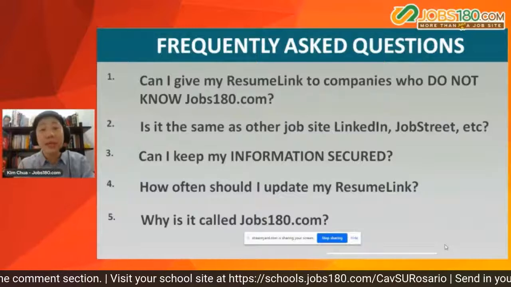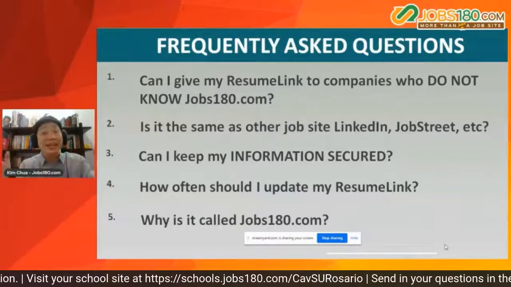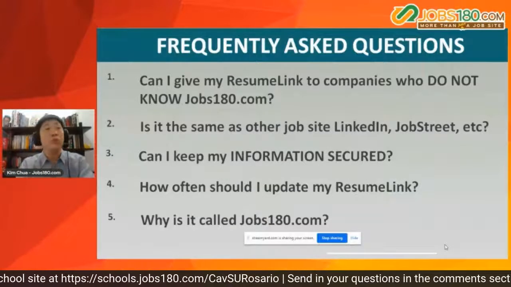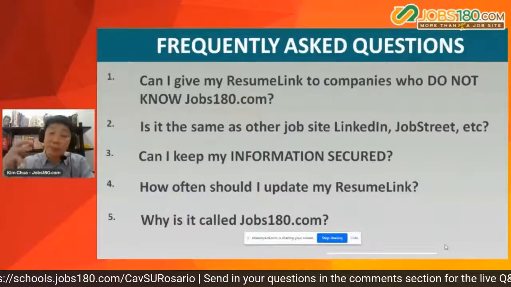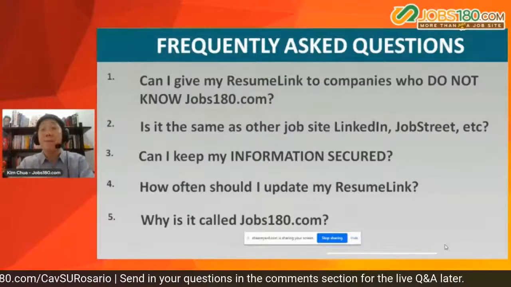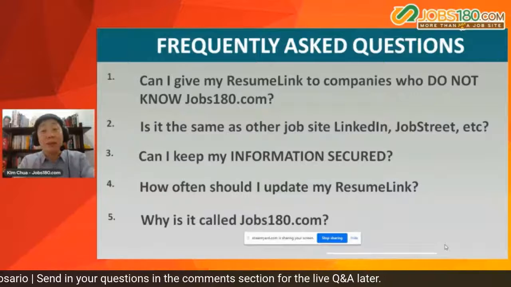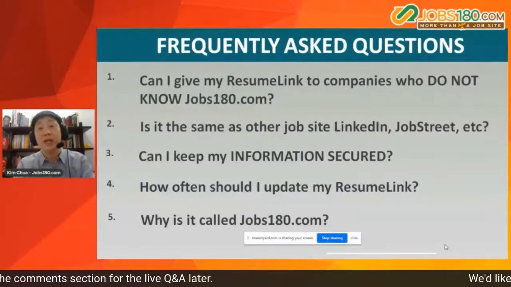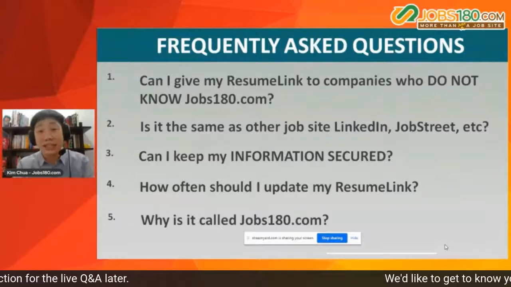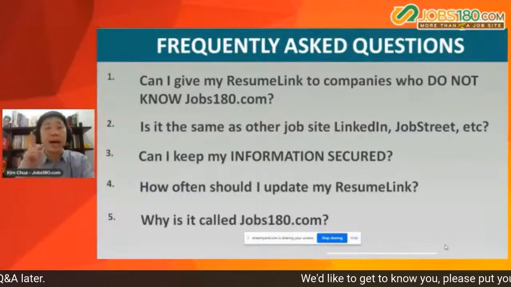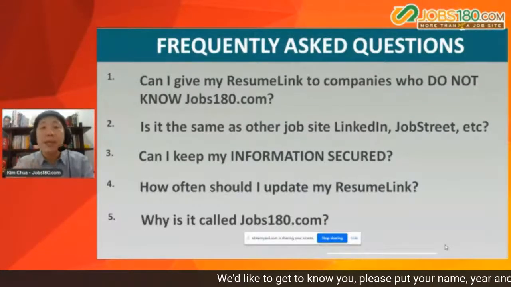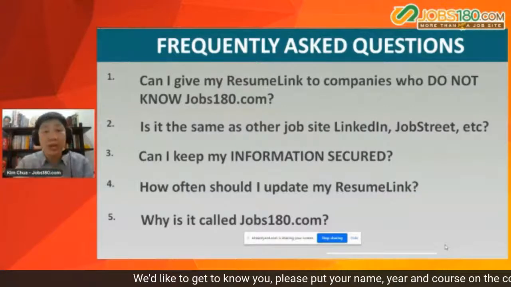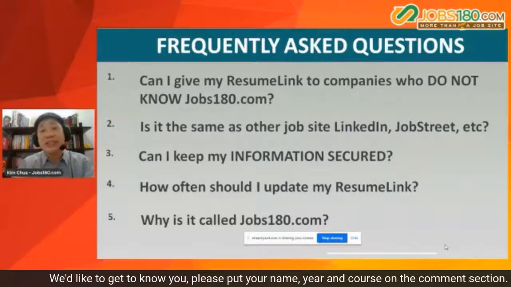With your resume link, you can use this to any type of company, any platform, wherever they are. Kahit sa loob ng Pilipinas or sa labas ng Pilipinas, pwede mong applyan. Kahit hindi niya alam ang Jobs 180, basta alam niya ang resume link mo, pwede niya mabuksan ang profile at makita according to your settings. That's the first difference.